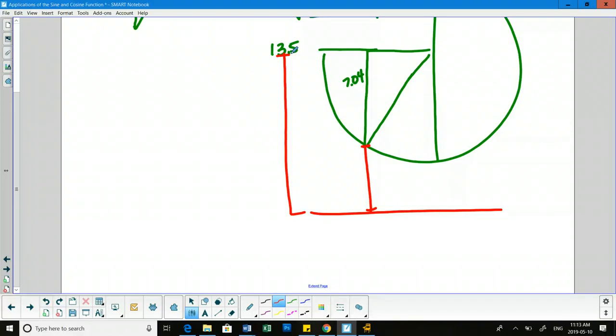Joey? 13.5 minus 7.04. Great. Did you calculate that? What do we get there? If I subtract these, I should get the height above the ground. Alex? 6.46. Great. So we were right in estimating just above 6, but now we know it's exactly 6.46.